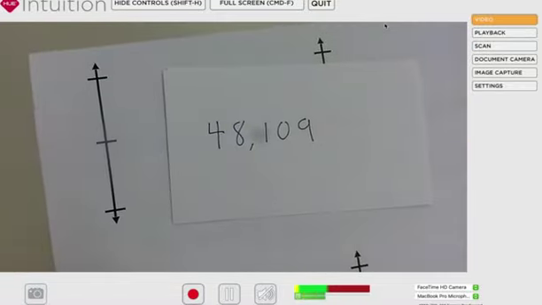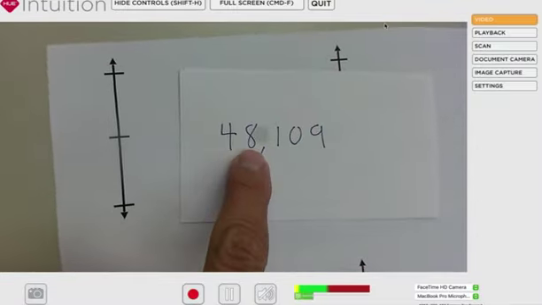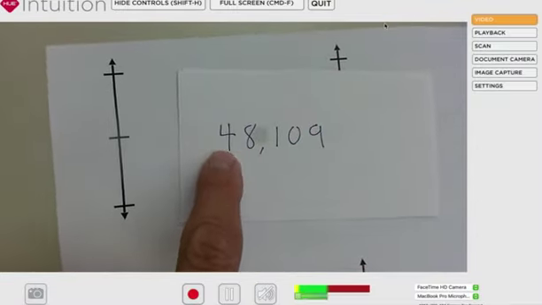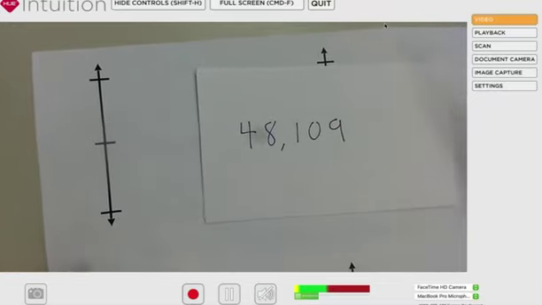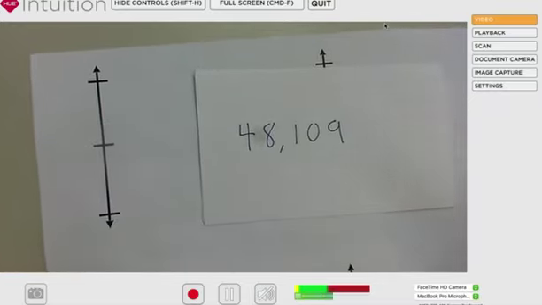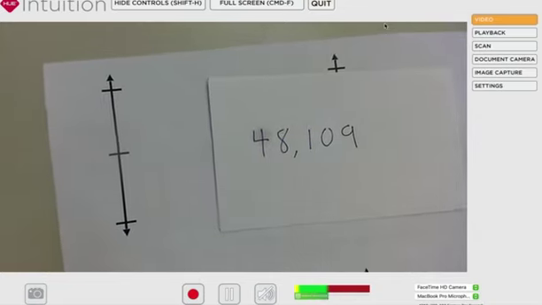Now, this is different than rounding to the nearest thousand. You can't say how many thousands are in this number because we're not rounding to the nearest thousand. We're rounding to the nearest 10,000. So you can't say there's 48 of these. That's not going to work. If we're going by tens, 10,000, 10, 20, 30, 40, 50, that's what we're doing here. This is different than what we did before.